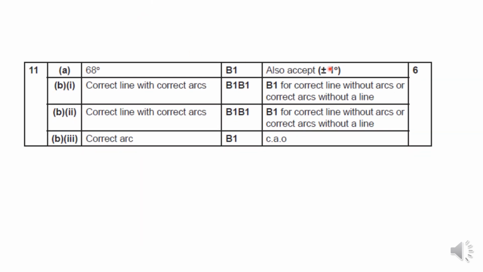Well, the way they mark it, they will accept an answer of 68 degrees plus or minus 1 degree. That could be the error we can work with. Then you get 2 marks for the correct line and correct arcs in part B. So you should not, and I repeat, you should not erase your arcs. The same with the second part. And then in part B, you should have the correct arcs there. Correct answer only. So make sure that you do not miss that when you are asked that question.